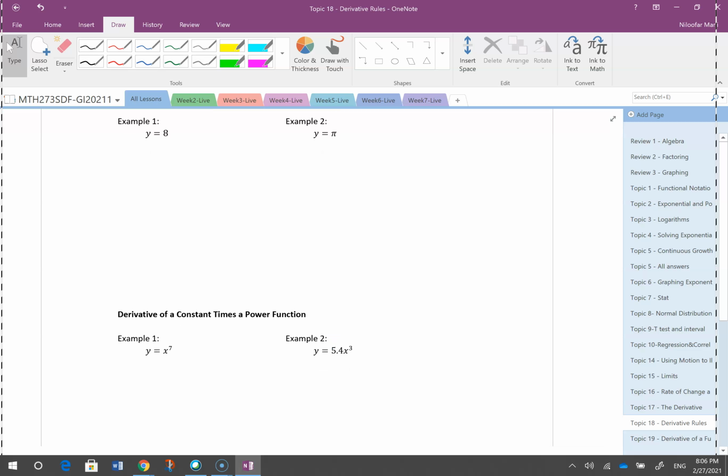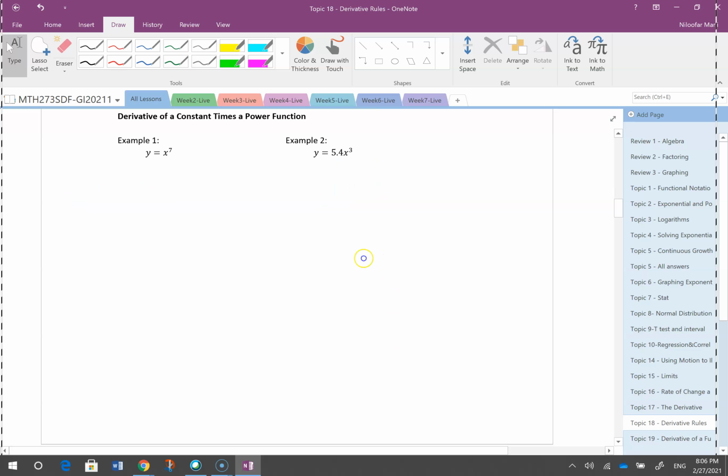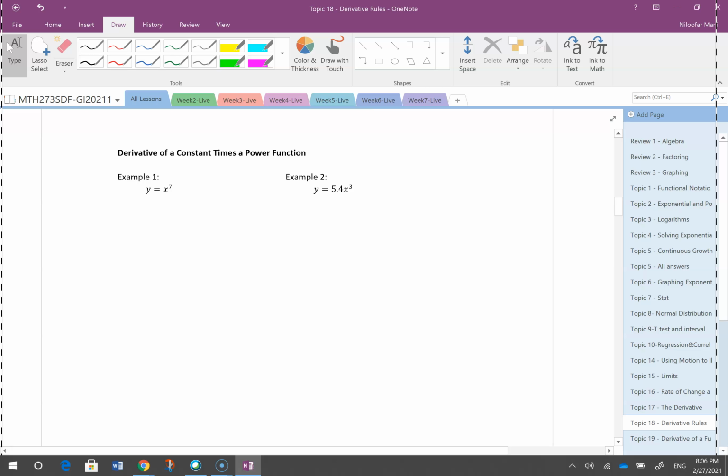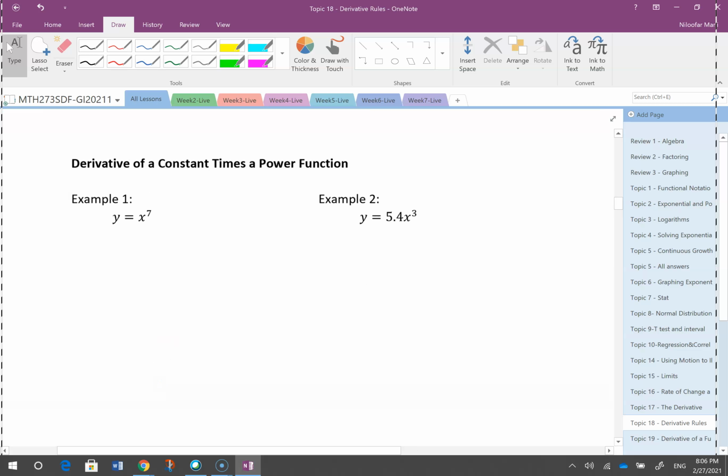y is 8, y is pi. What is y prime? y is a constant number, so y prime is 0, because both of them are constant numbers. Continue. How about this? x to the power 7. y prime is 7x to the power n minus 1, which is 6.